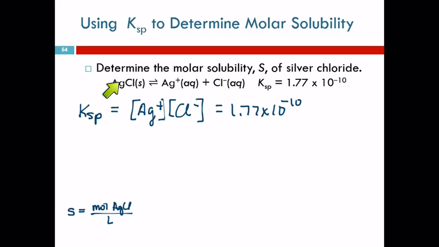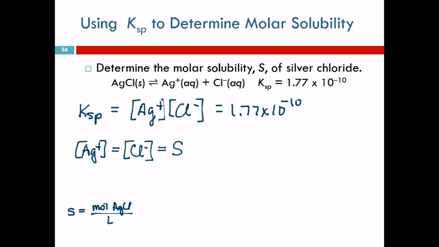So S is the concentration of silver chloride that will dissolve. The concentration of silver ion is equal to the concentration of chloride ion because they came as pairs. That equals the chloride concentration, and that is equal to the molar solubility of silver chloride. So if I start with 15 moles of this, I'll get 15 moles of that and 15 moles of that. All the numbers are equal.